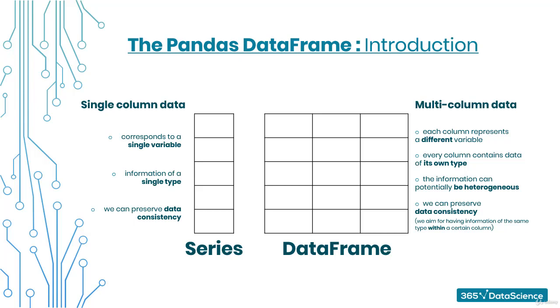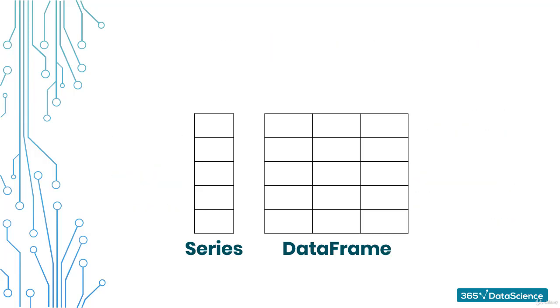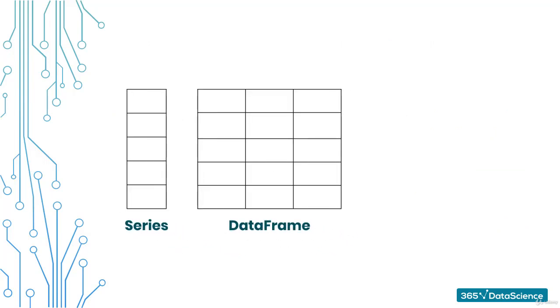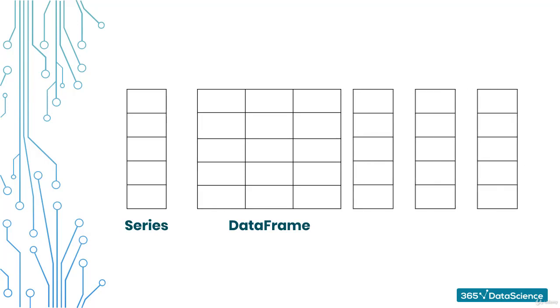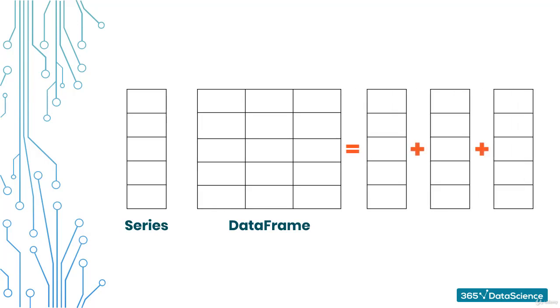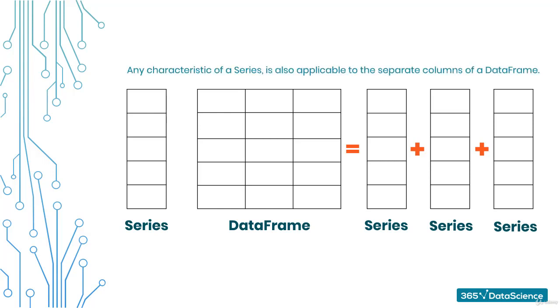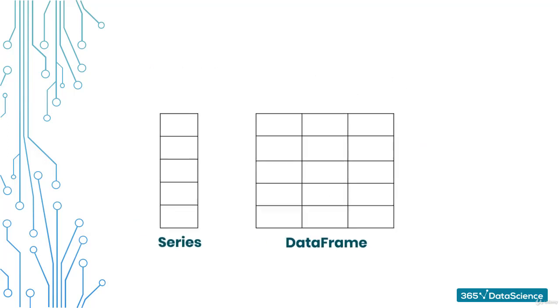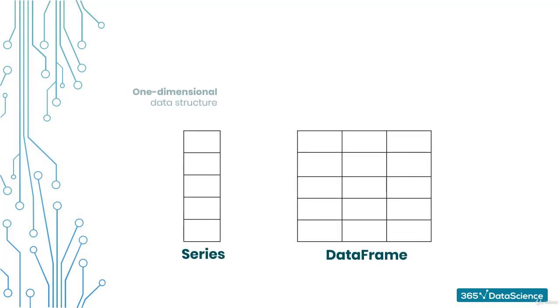Therefore, it is very important to remember the following throughout the lecture and beyond. Fundamentally, from the perspective of pandas, the data frame is nothing but a collection of multiple series objects. This means that as a structure, the series corresponds to a single column of a data frame. So any characteristic of a series you can think of is also applicable to the separate columns of a data frame. Therefore, you can refer to the series object as a one-dimensional data structure because it contains values along a single axis, representing a certain number of rows.